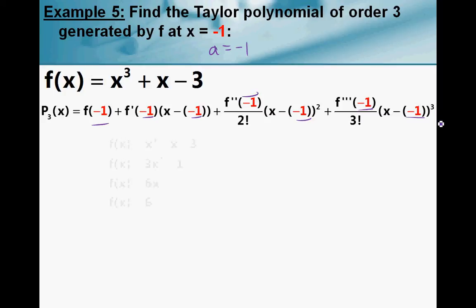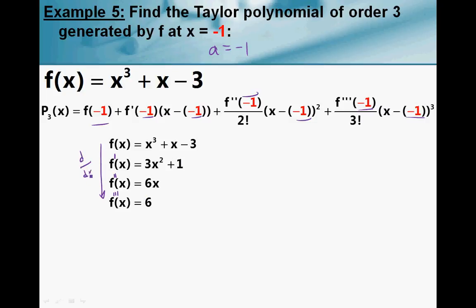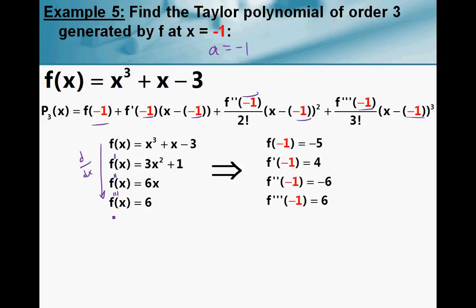And I'm going to find out what f of x and its derivatives are. So f of x is x cubed plus x minus 3. f prime of x is 3x squared plus 1. f double prime of x is 6x. And f triple prime of x is 6. I'm just taking a sequence of derivatives here. Just do d dx each time to go from one derivative to the next. And then I'll plug in x equals -1 into each of those. And I get -5, 4, -6, and 6. Plug those into the formula and you're done.